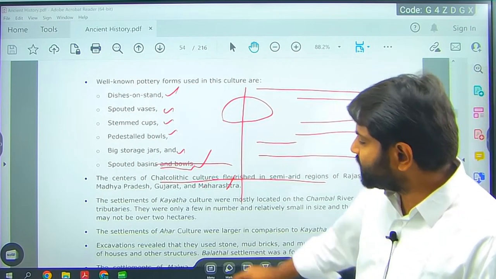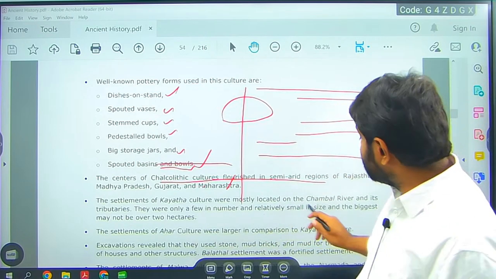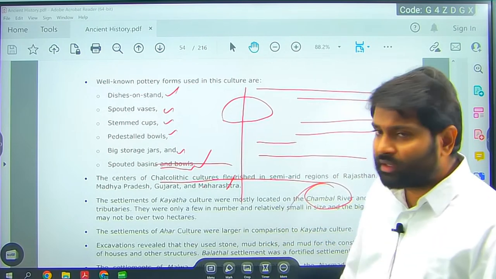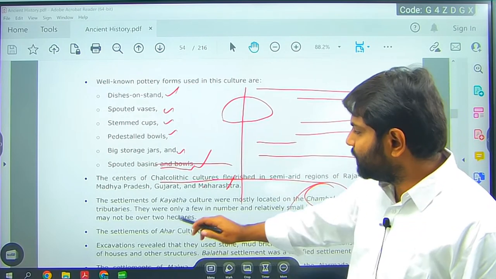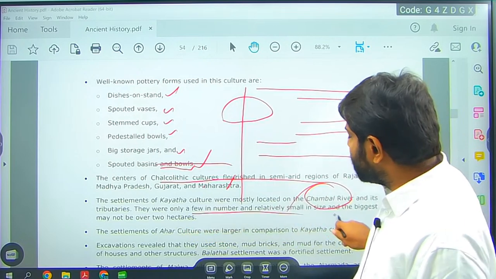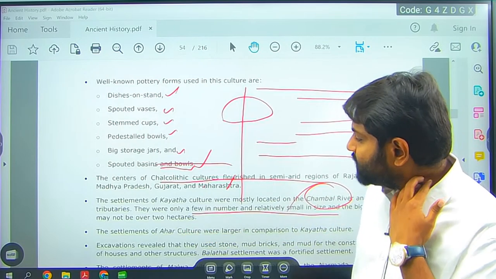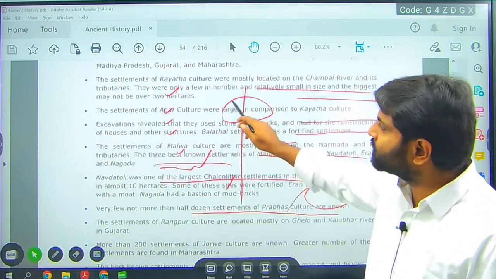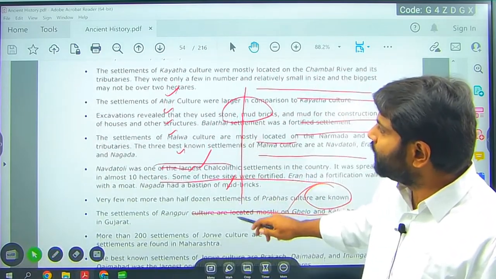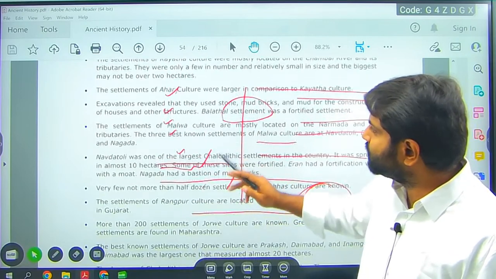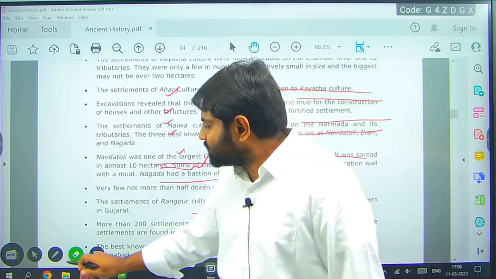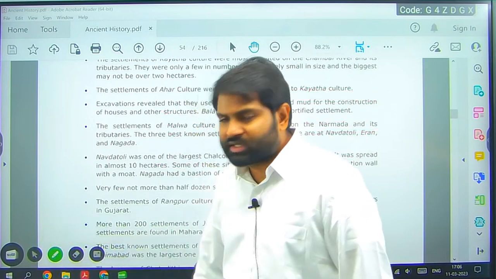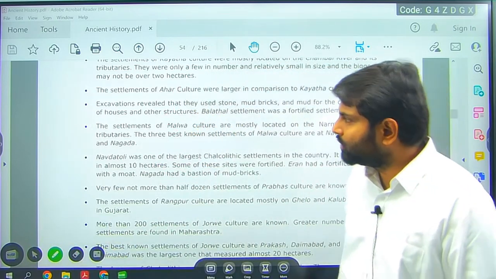The settlements of Kayatha culture were mostly located along the Chambal River in Madhya Pradesh and its tributaries. They were few in number and relatively small in size, the biggest not over 2 hectares. Kayatha culture is mainly in Madhya Pradesh. Ahar culture settlements were larger; in Kayatha culture the settlements are fewer, while the settlements of Ahar culture are a little broader.